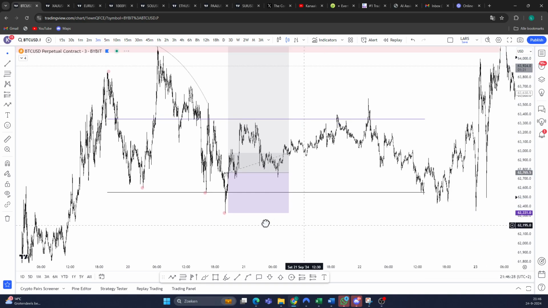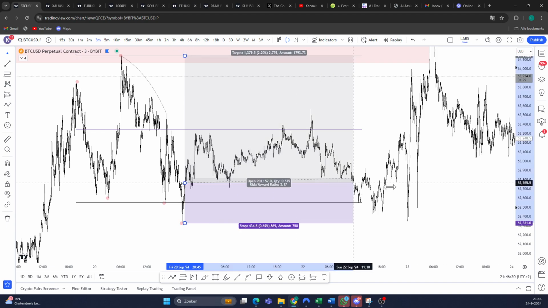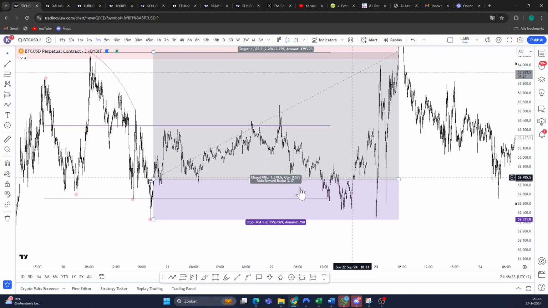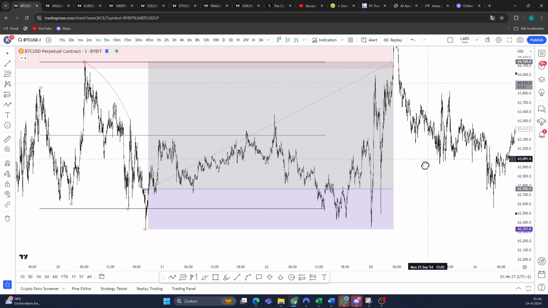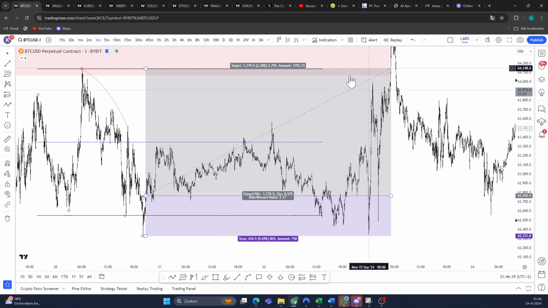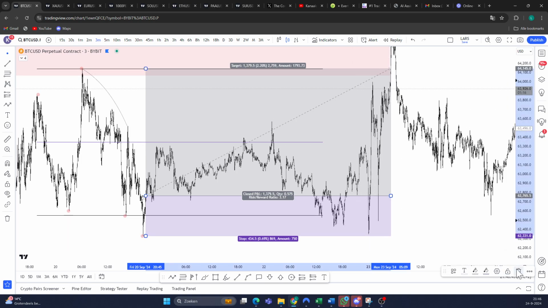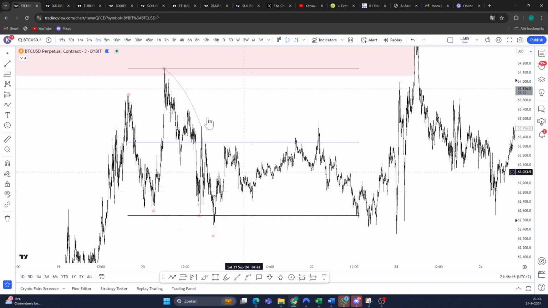But you can see that price eventually came very close to that stop loss. But if you just held this trade setup, you hit your take profit eventually on Monday Asia, after the weekend was closed.